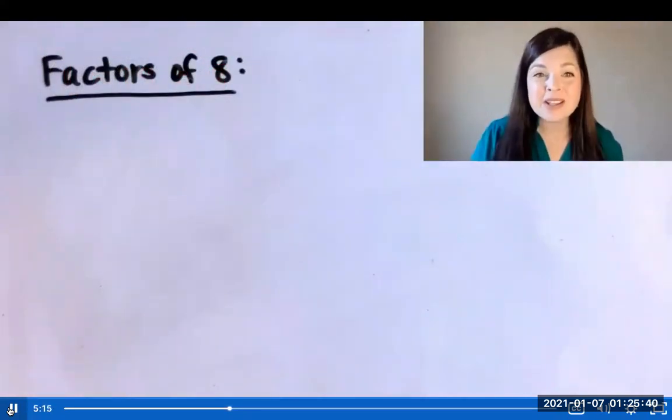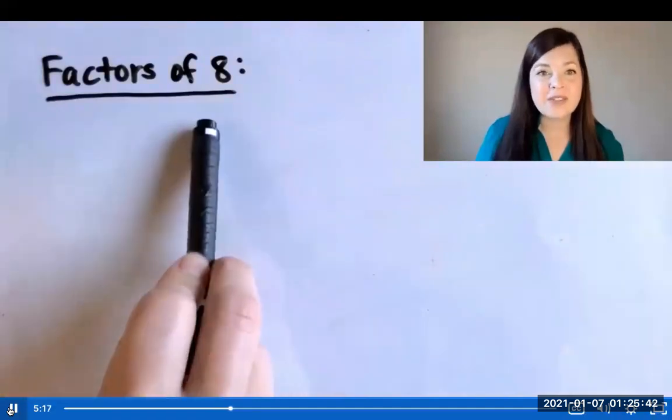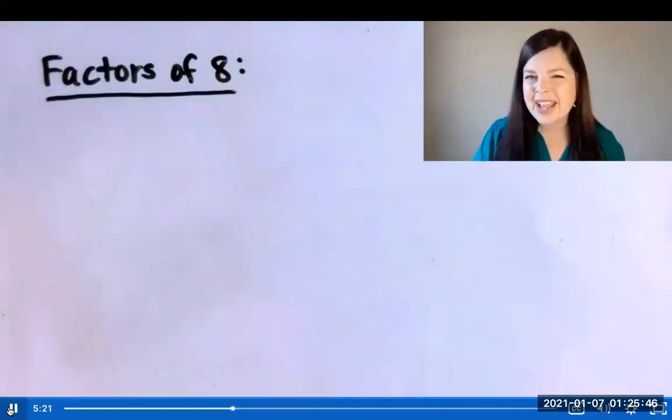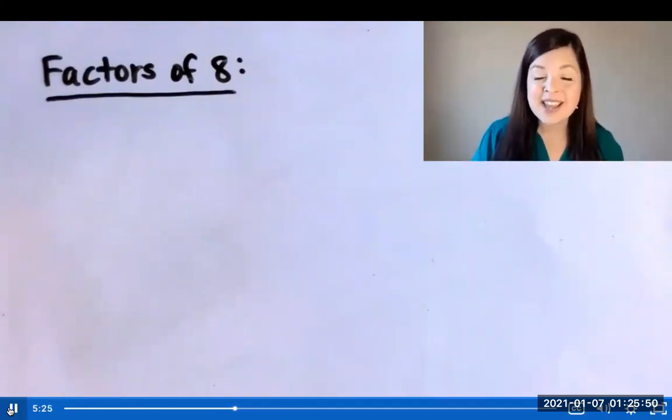Now it's time for you to try one. Pause the video and find all of the factors of 8 and list them in order from least to greatest. And explain out loud, how do you know you found all the factors of 8? Then come back and we'll discuss.